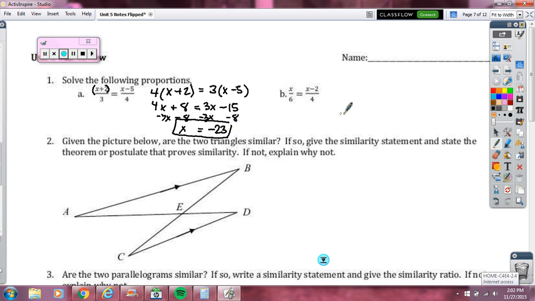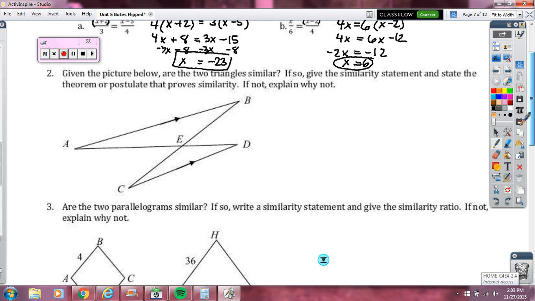Okay. Next one, parentheses save lives. So I've got 4x equals 6 times x minus 2. When I cross multiply, then 4x equals 6x minus 12 after distributive property. Subtract 6x from both sides and get negative 2x equals negative 12. Then divide by negative 2 and get x equals positive 6. Cool. Alright, given the picture below, are the two triangles similar?